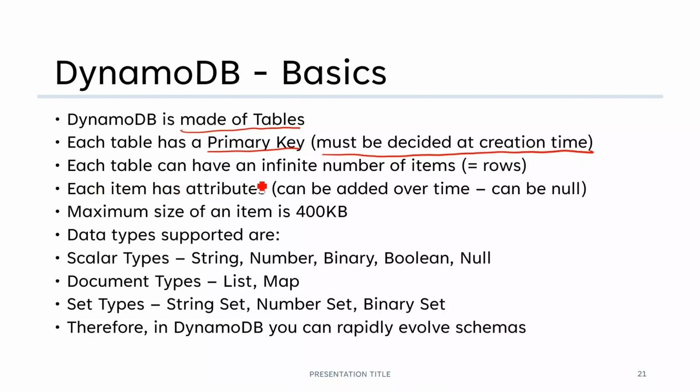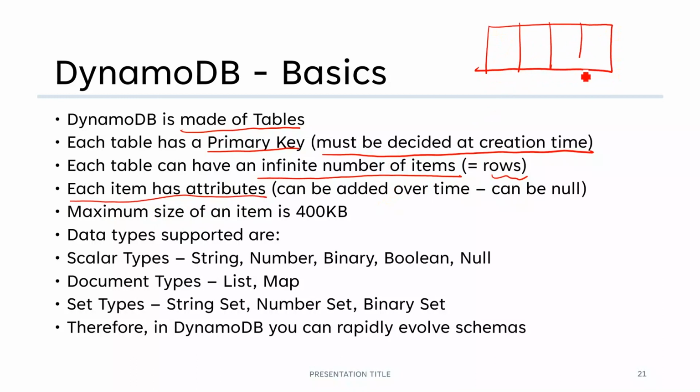Each table can have an infinite number of items, or if you compare it with an RDBMS, then these are rows, right? You can have infinite rows, and each item has attributes which are basically columns if you compare with a relational database like this. So you have columns like this one, so these are all your attributes and the rows are your items, right? That's how you can compare with a relational database.